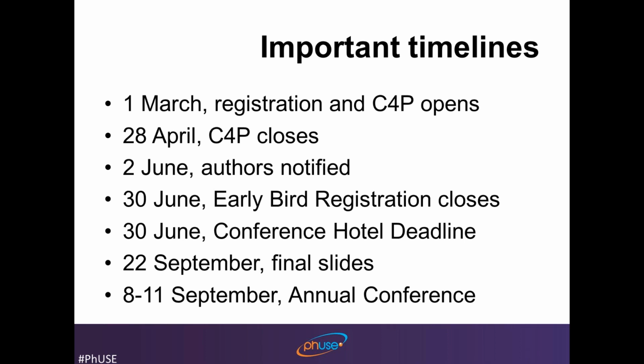The 30th of June is when the early bird registration closes. So if you want to have that reduced conference fee, even if you don't submit an abstract and get accepted, you can still have a reduced conference fee if you register before the 30th of June, which is also when the conference hotel deadline is. So if you want to make use of the reduced rates for the conference hotels that we've selected, make sure to register and book by the 30th of June.